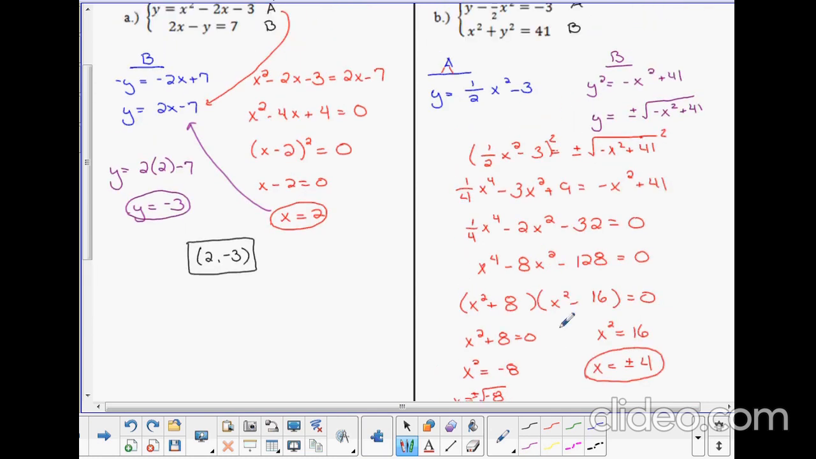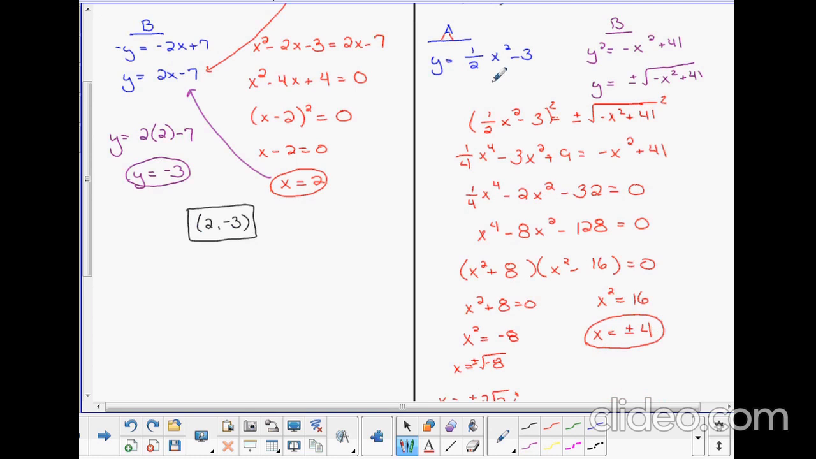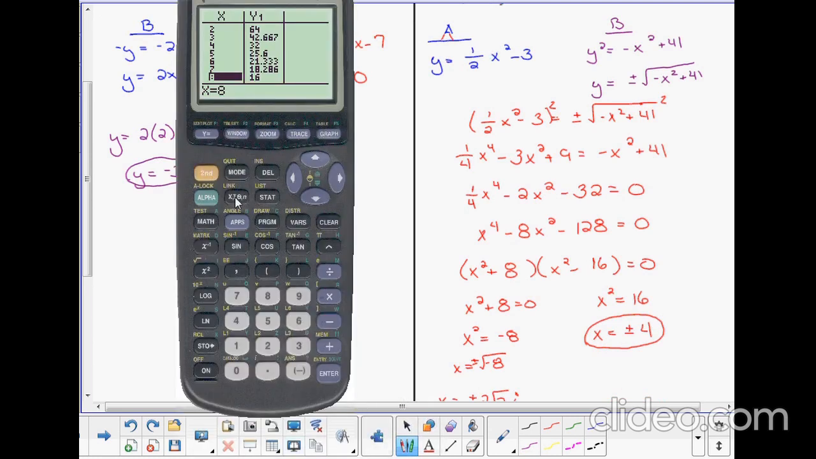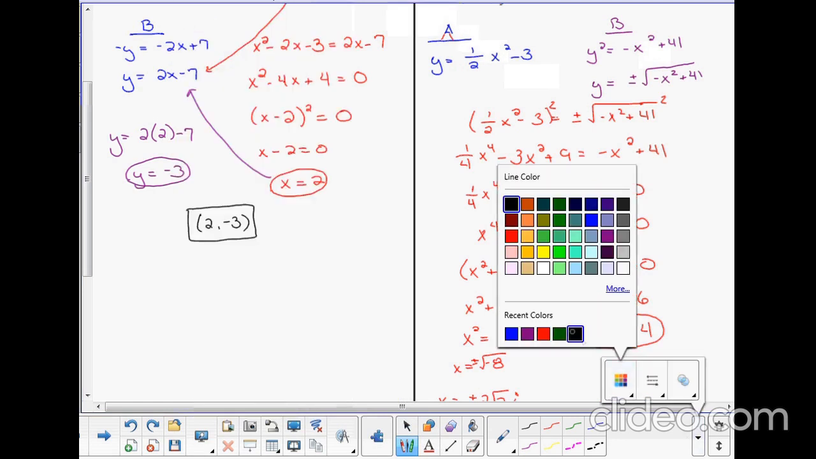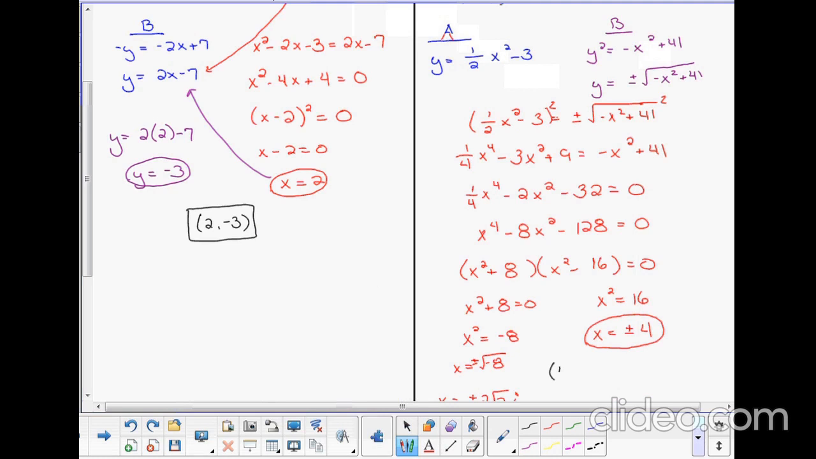In order to solve for y, I need to take plus and minus 4 and substitute them back into the equation here. And I'm going to go ahead and do that on my graphing calculator, just to save a little bit of time. I'm going to do 1/2 times 4 squared minus 3. And so my first pair, with a positive 4, would be a positive 5. So my first coordinate pair would be (4, 5).